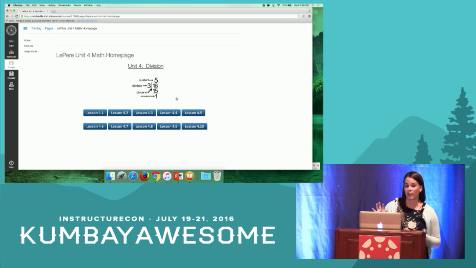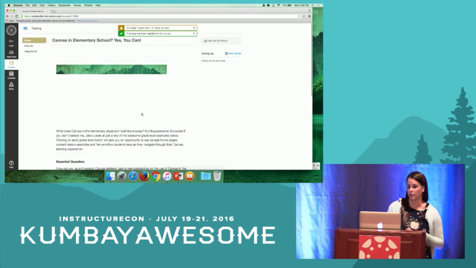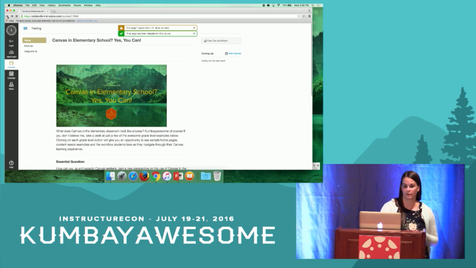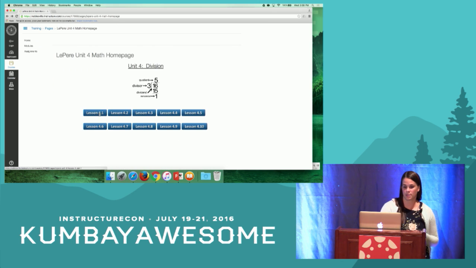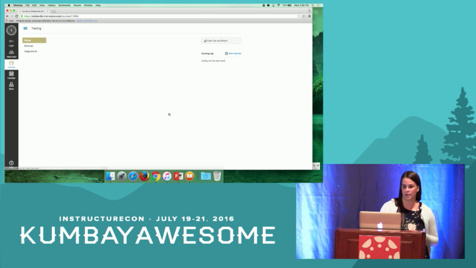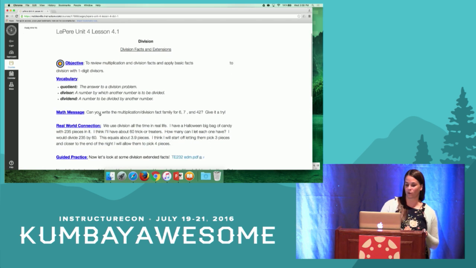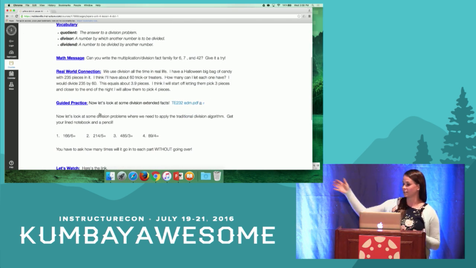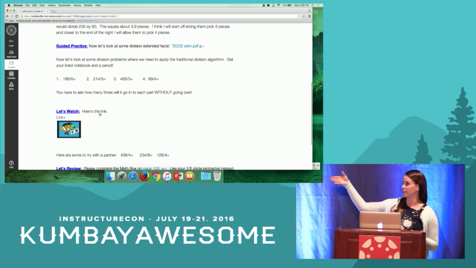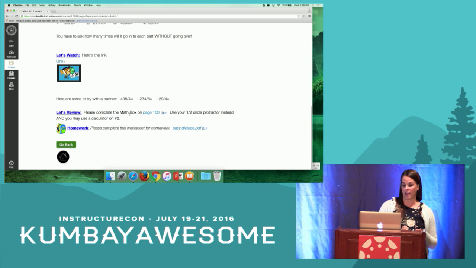Then there's a home page for that specific unit, and the kids would navigate to the lesson for the day. So here would be, oh, sorry, I didn't navigate that the right way. Here it is. Okay, she has her objective, her vocabulary, her math message. She's planned her lesson out right here. There's an interactive piece of watching a video, and then she has a place to open up in Notability and her homework. So it's very predictable. It's the same. This is a very formatted template.